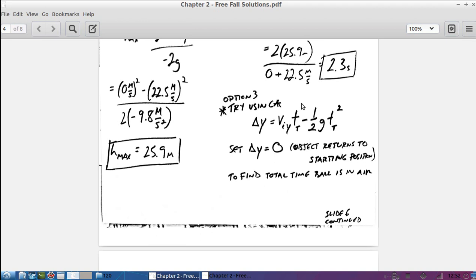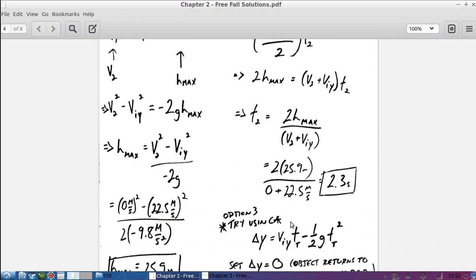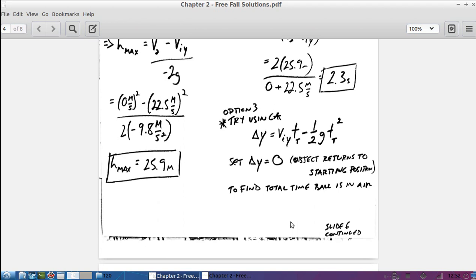It might come out a little bit familiar. I think we have a problem similar to this in the first part of chapter 2. Give that a try, and that'll give you the total time the ball's in the air, because delta y is 0, you can use this to solve for time. Find the total hang time, and then you can do this again to find your max height. A lot of different ways to solve our problems.